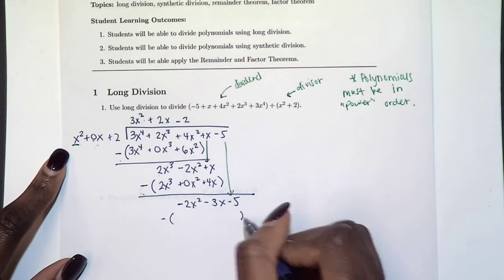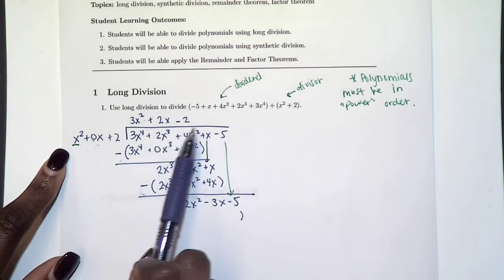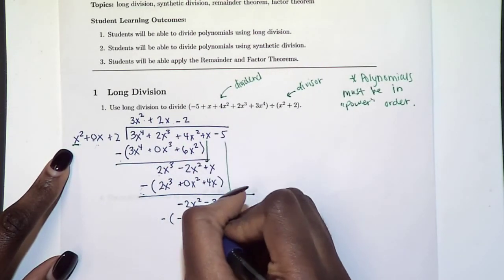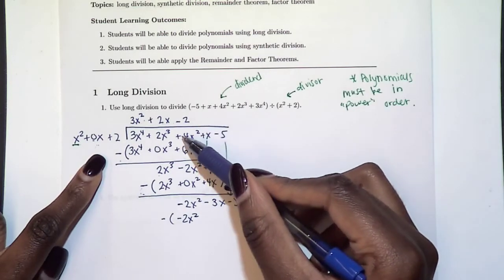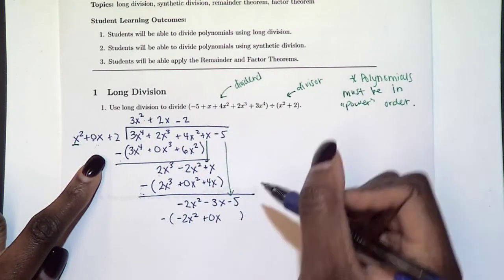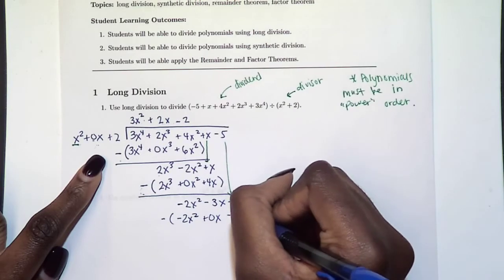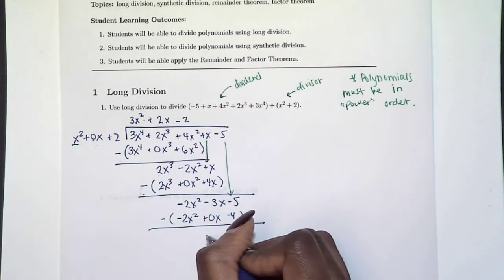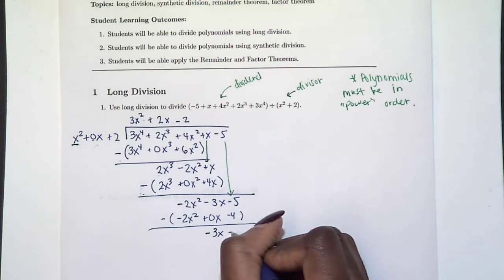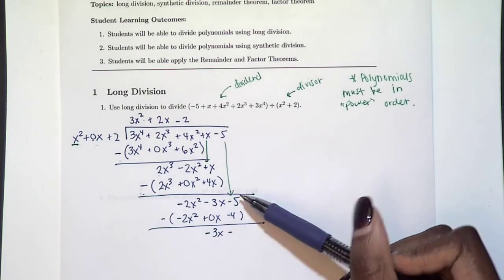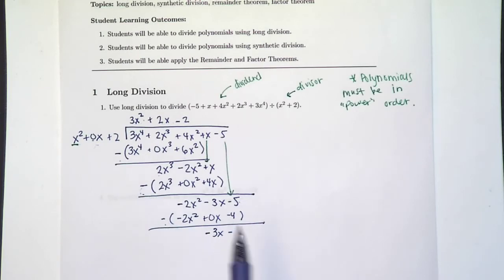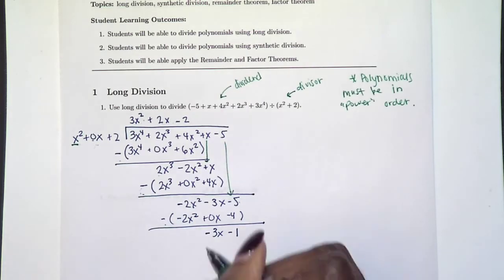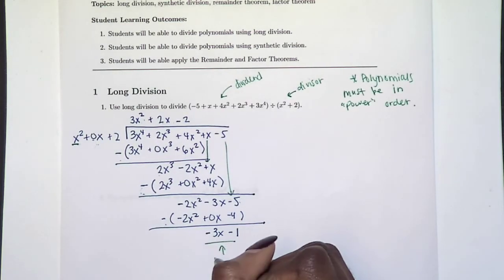All right, and so when we subtract, we want to subtract everything. So we want to multiply negative 2 times x squared, negative 2 times 0x, negative 2 times 2, that gives us a negative 4. So we're left with negative 3x minus 1, right? So we got negative 5 minus a negative 4. So negative 5 plus 4, that's minus 1. And so this is our remainder.